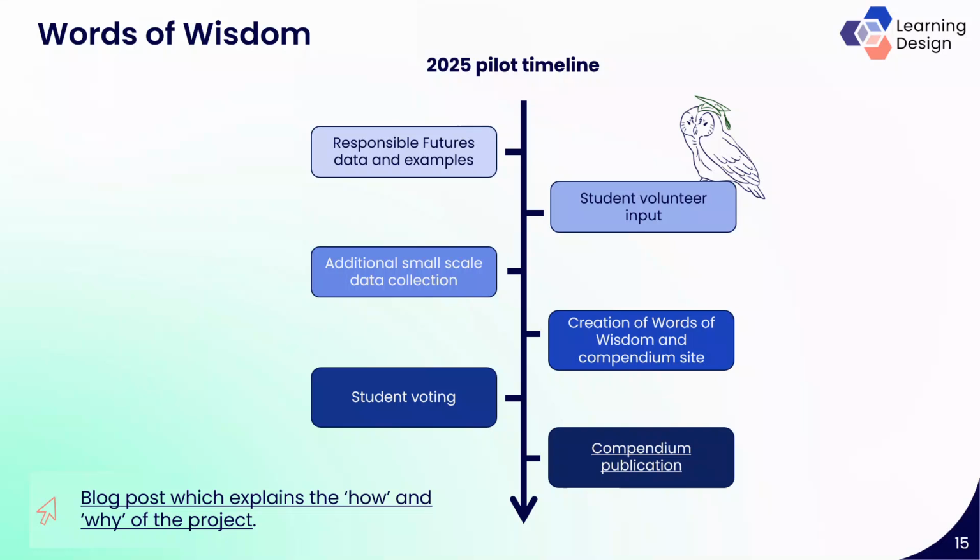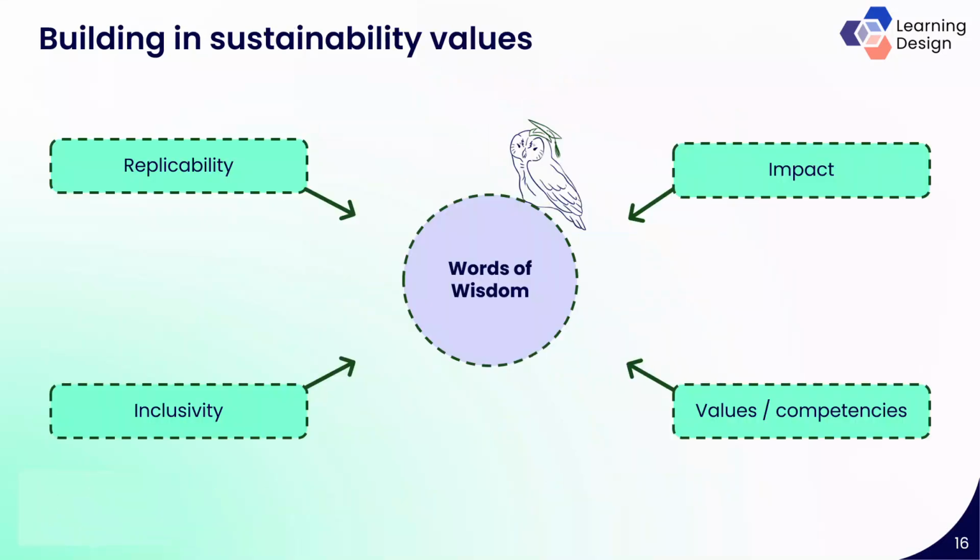where we adapted a small number of entries into short examples. We also trialled an additional small-scale collection of extra examples from colleagues that we knew were working on sustainability projects or had sustainability connections. To ensure the Words of Wisdom supported reflection, embodied sustainability values, and were a consistent quality, we created a set of review criteria. The criteria themes were impact, inclusivity, adaptability, and alignment with sustainability competencies.